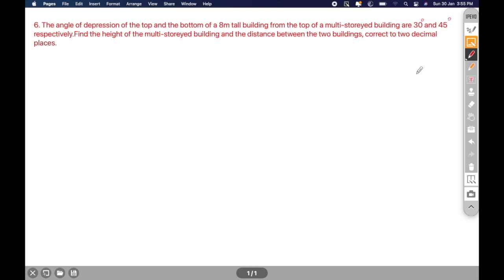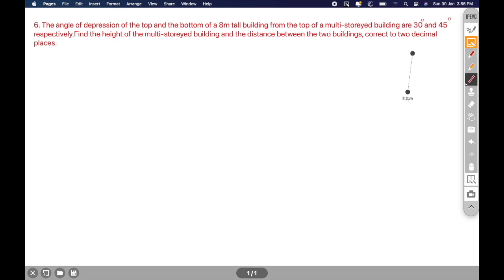The next question is, the angle of depression of the top and bottom of an 8 meter tall building from the top of a multi-storied building are 30 degree and 45 degree respectively. Find the height of the multi-storied building and the distance between the two buildings. Correct to 2 decimal places.